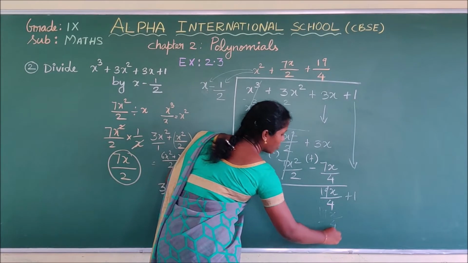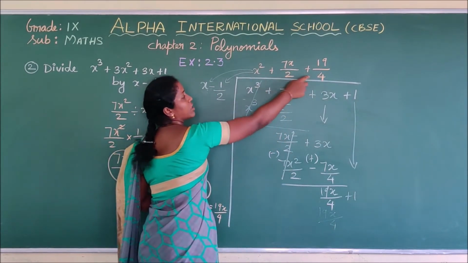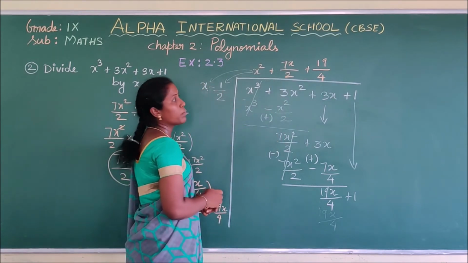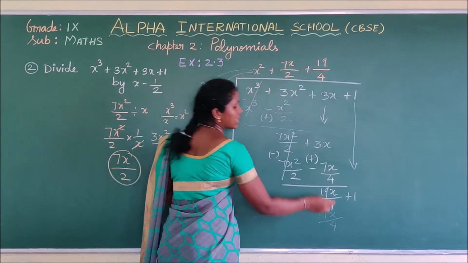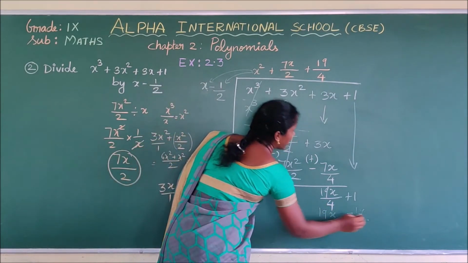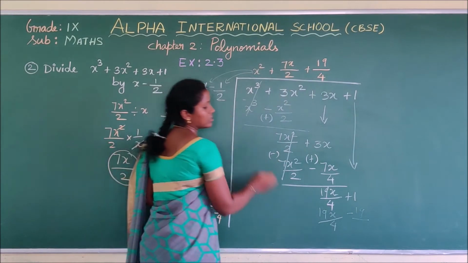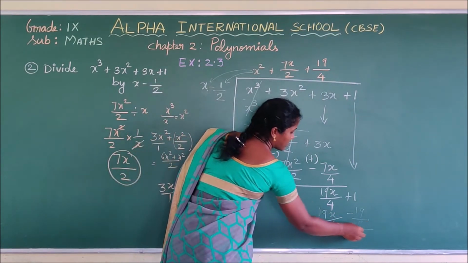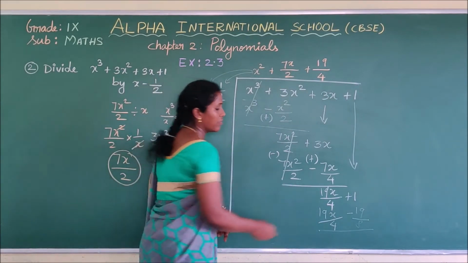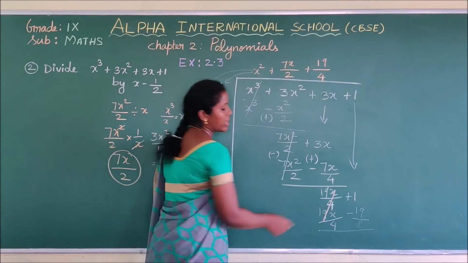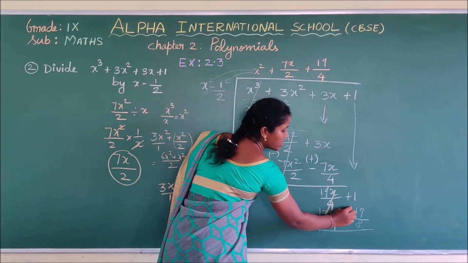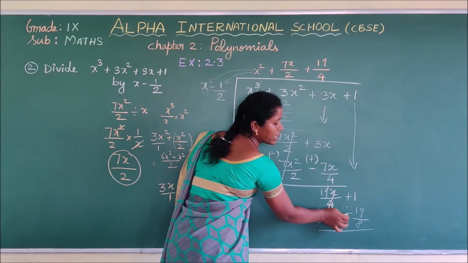19x by 4 and multiply the constant with the constant. 19 by 4 into minus 1 by 2. So multiply the numerator. 1 into 19 is 19 and plus into minus is minus. So minus 19 by 4 2s are 8. So 8. Now listen. Here by changing the symbol, if you are subtracting this, it will get cancelled. And we have to find the remainder. We got two constants here, 1 and minus. Means the symbol will change to plus.